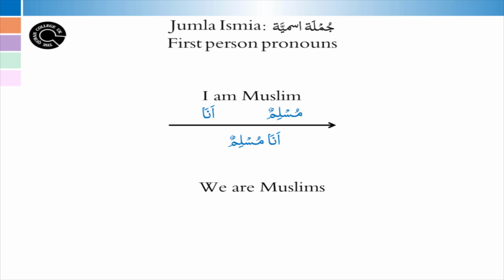The next example covers first person dual and plural cases. The sentence is, "We are Muslim." For Muslim, we use Muslimuna. For we, we use Nahnu. Therefore, the nominal sentence with first person dual and plural pronoun is Nahnu Muslimuna.